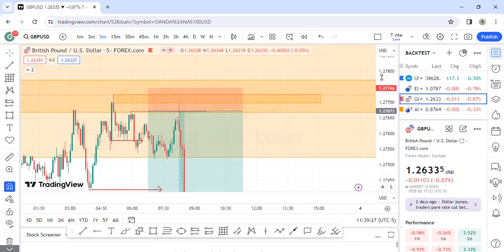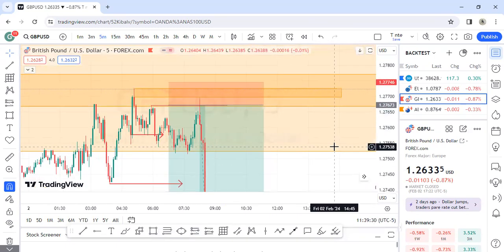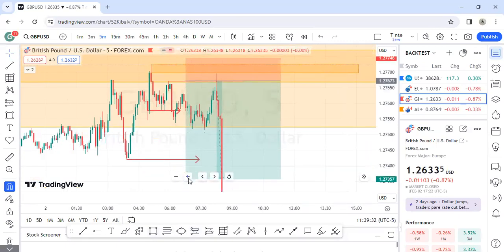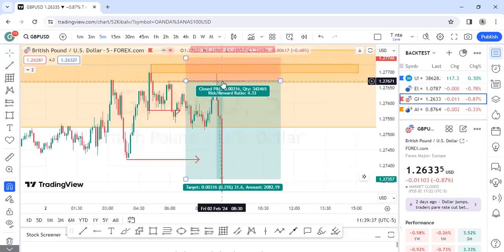And then put enough stop loss. So that would have been your trade if you did it that way. That was above the inducement there, right?